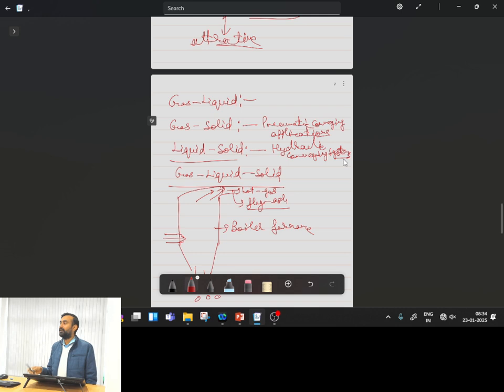Okay, so hydraulic conveying systems. More examples are also there. Phase change materials are also examples. Then another category is gas, liquid, solid. Now, can you tell me some examples where gas, liquid, solid flow phases will be coexisting?